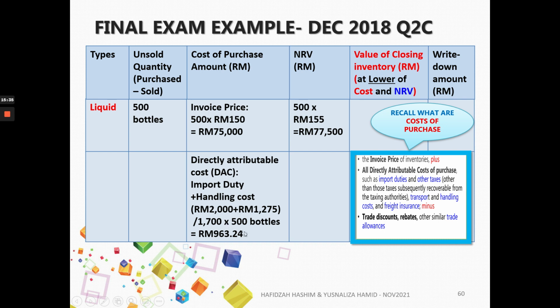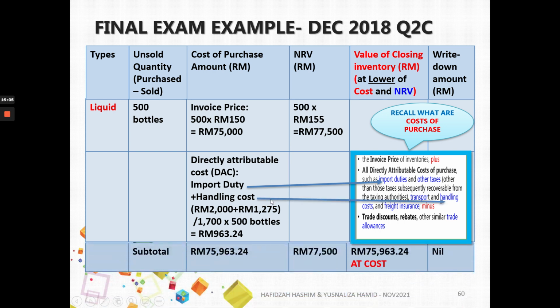Calculation just to show the ones that are attributable to the unsold inventories. You have to total up the two handling costs, which is import duty and handling cost, and divide by 1,700 times 500 bottles that were unsold, and you get 963.24. And import duties are actually the cost of purchase mentioned under MFRS 102, as well as the handling costs. The subtotal for this liquid item is 75,693.24, because these are the total that have been added to get this.